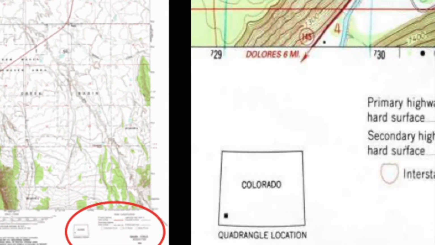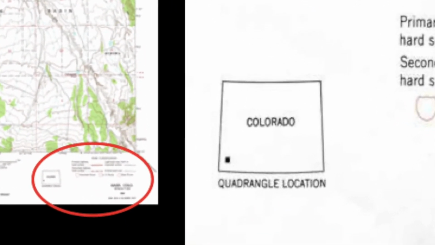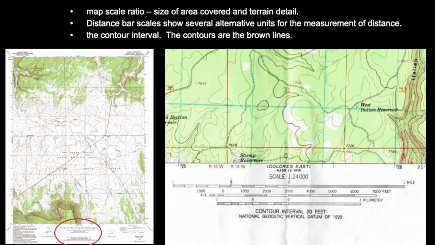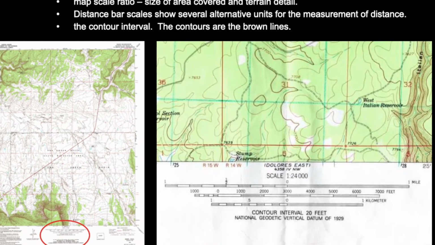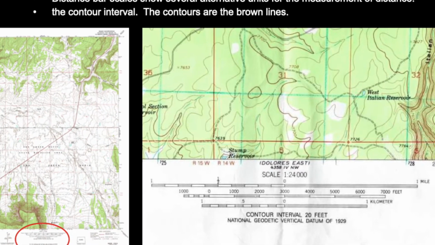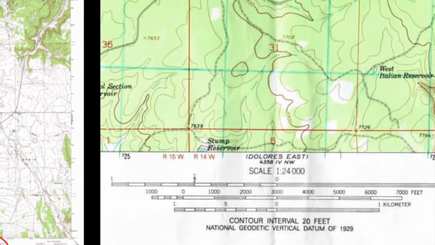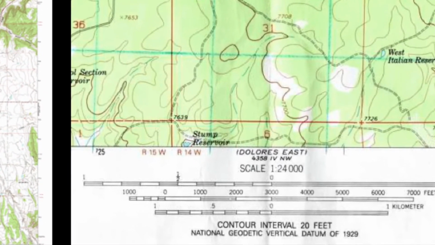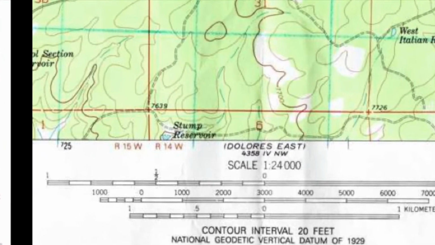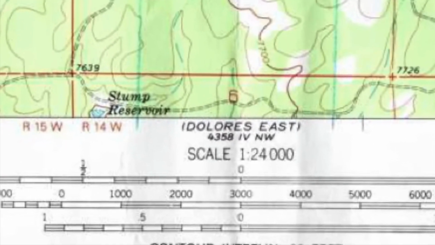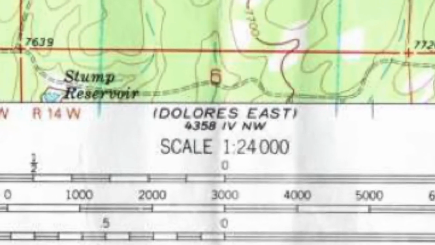So that's literally showing you where this map is in the state. At the bottom center is the map scale ratio. That's the size of area covered and terrain detail. So this is when we were talking about small, medium, and large scale. This is the scale of the map, how much detail you're going to see on this map, a little bit or a lot. How zoomed in it is, as seen from above.